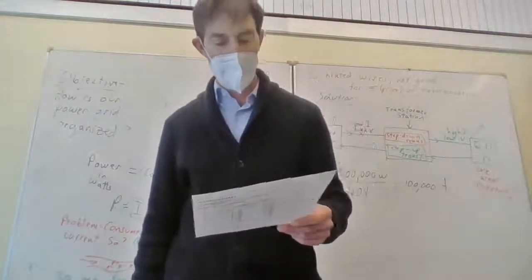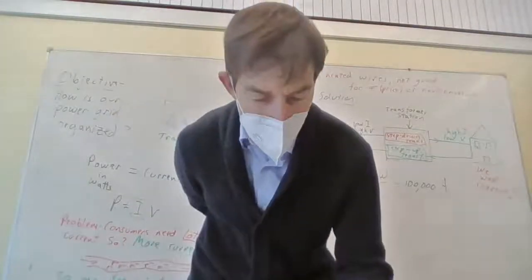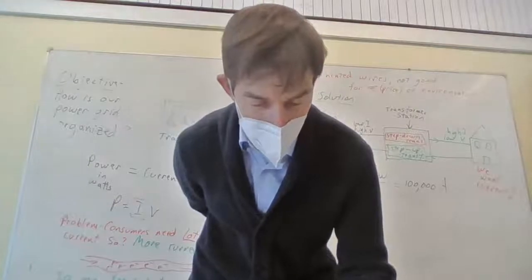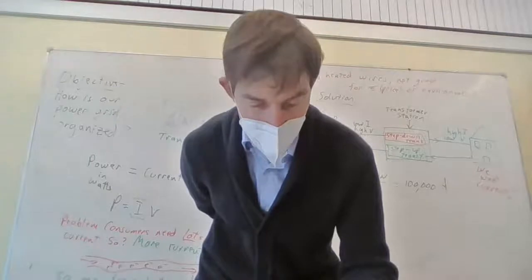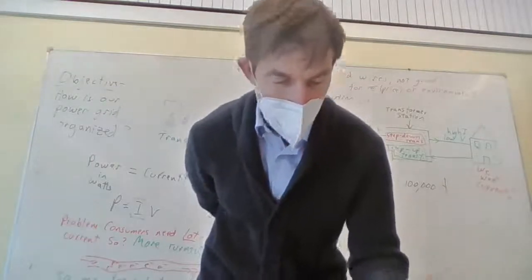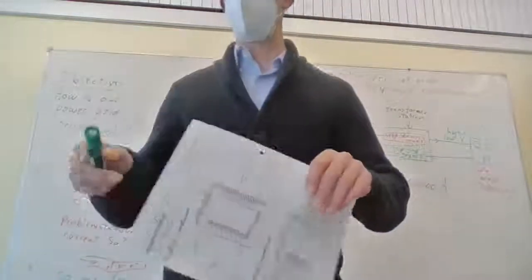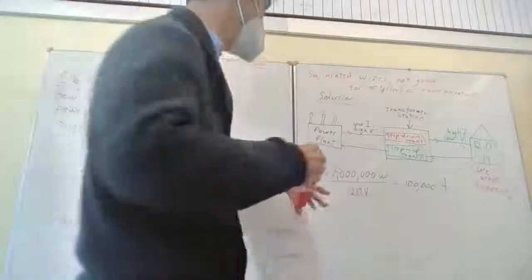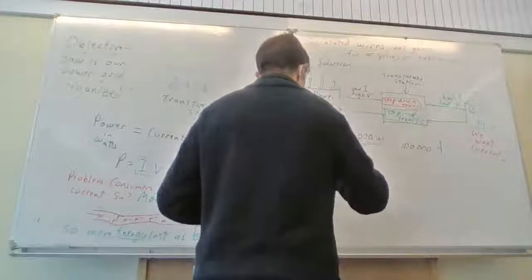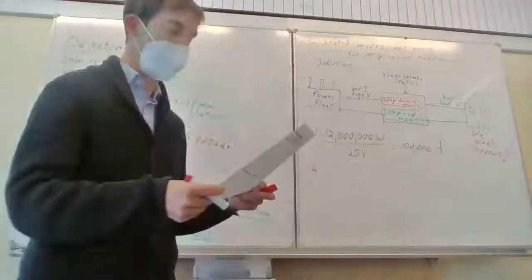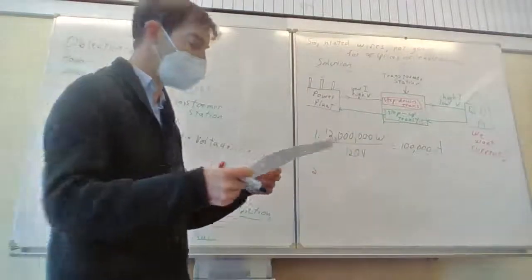Number 2. So number 2, if the 12 megawatts of power is transmitted at 120,000 volts, the current is what? Okay, so help me out here. What goes where? So I'm going to write number 2 here on the board. And just so I know you're following, what number's on top, what number's on the bottom? How about Ethan? Help me out.